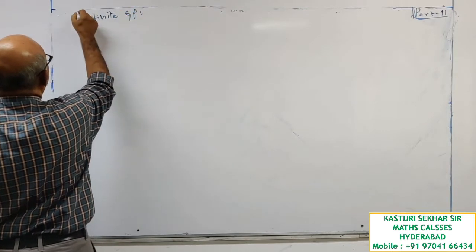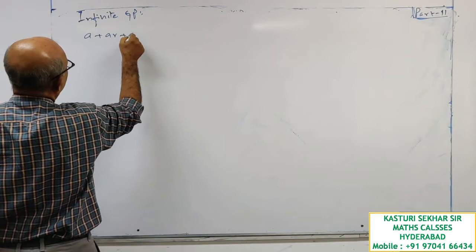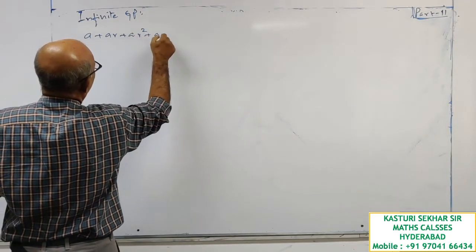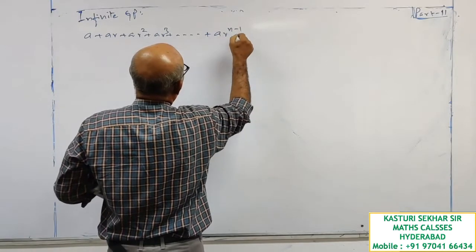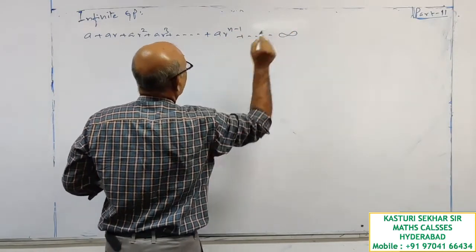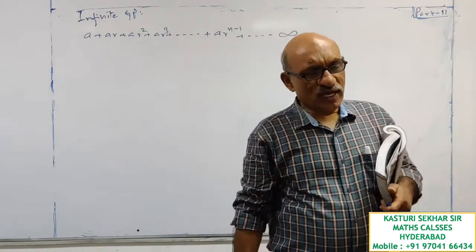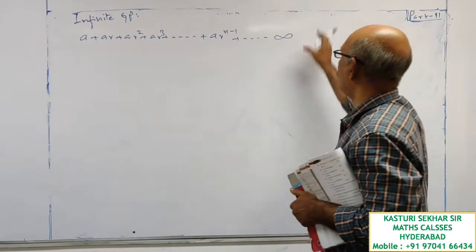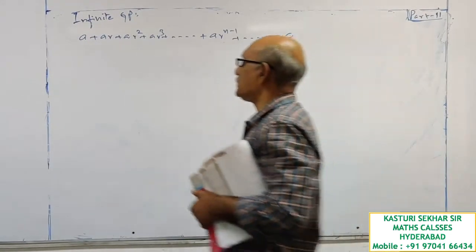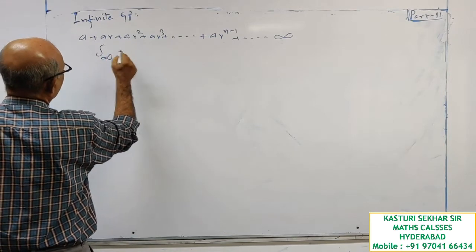Infinite GP: A plus AR plus AR square plus AR cube plus etc. plus AR to the power n minus 1 plus etc. up to infinity. So when the number of terms is extended up to infinity, it is an infinite geometric series. For an infinite geometric series, we can calculate the sum only.